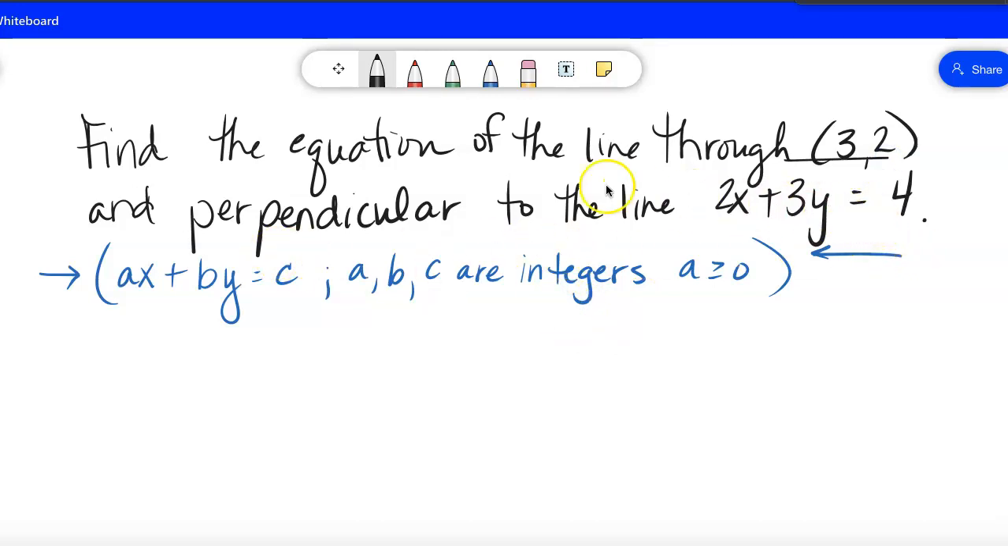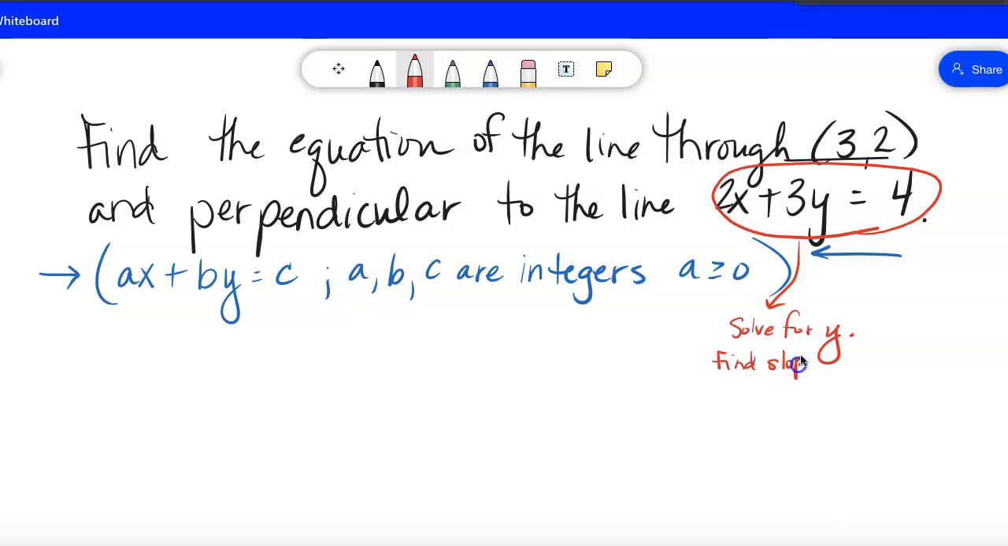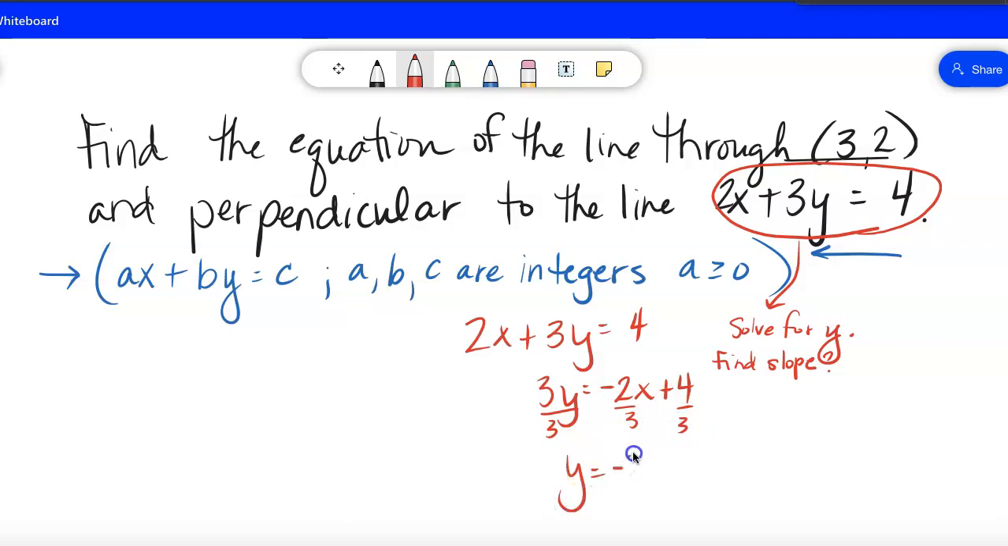Okay, so the first thing I'm going to do is take this line right here, and I am going to solve for y so that I can find the slope. Okay, so let's go ahead and solve that for y. So 2x plus 3y equals 4. I'm going to start by subtracting 2x, and I am going to put it in front of the 4, so it's in the correct form. And then everything gets divided by that 3. So y is -2/3 x plus 4/3.